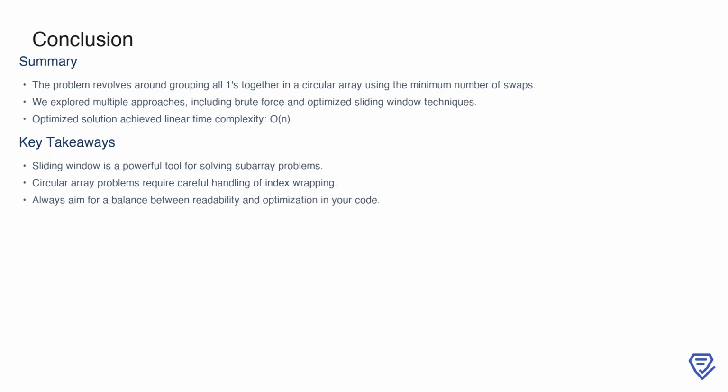Great job making it to the end. In this walkthrough, we reviewed how to group all ones in a circular array with the minimum swaps. We covered key concepts like using sliding window techniques and handling circular arrays effectively.